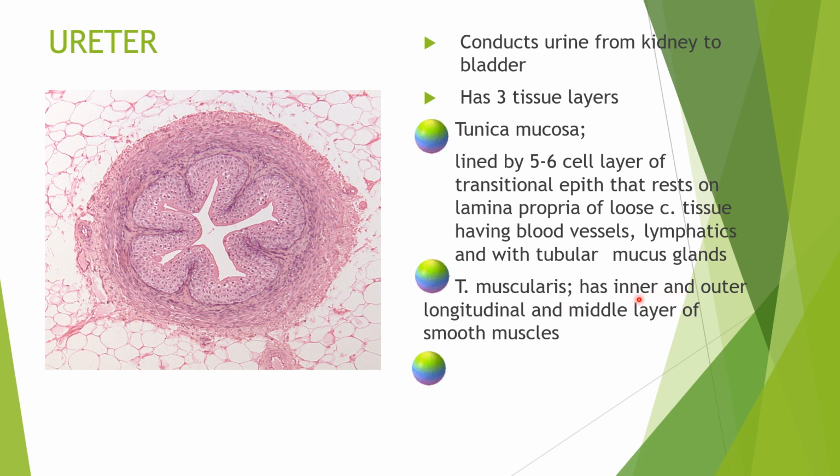Outer to this there is the next coat, which is called tunica muscularis. This tunica muscularis has inner and outer longitudinal and a middle circular layer of smooth muscle cells at the point where it enters into the urinary bladder. In the rest of the ureter, it has only two layers: the inner one is longitudinal and the outer one is the circular smooth muscle layer. Outer to this muscularis externa, there is the tunica serosa or adventitia. In case of the ureter, this is the serosa because all of the ureter is covered by the peritoneum, so its outermost covering is serosa.